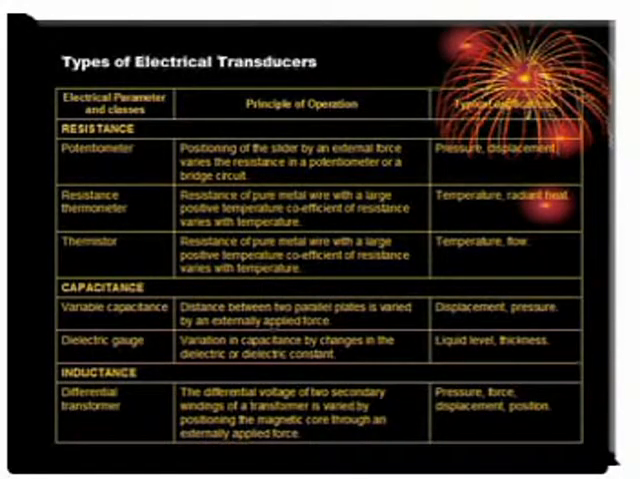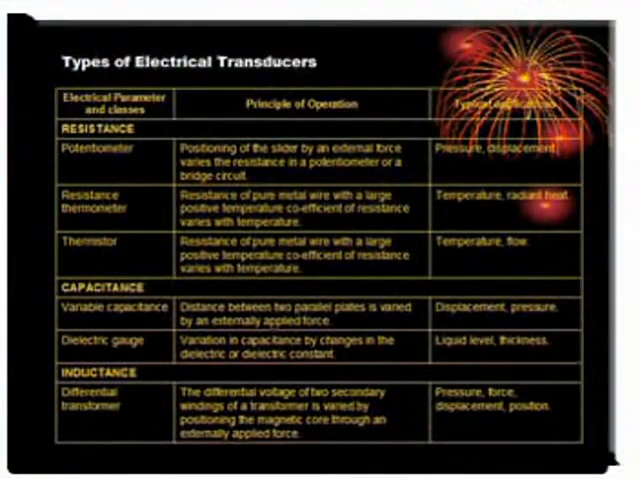Potentiometer device is used to measure pressure and displacement. Another example for resistive transducer is resistance thermometer. The working principle is the resistance of the pure metal wire with a large positive temperature coefficient varies with the temperature. It is used to measure temperature, heat and radiant. And finally, thermistor. The working principle is resistance of certain metal oxides with a large negative temperature coefficient varies with the temperature, but it is used to measure temperature and flow.